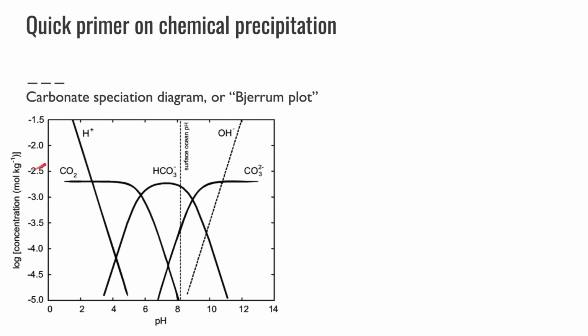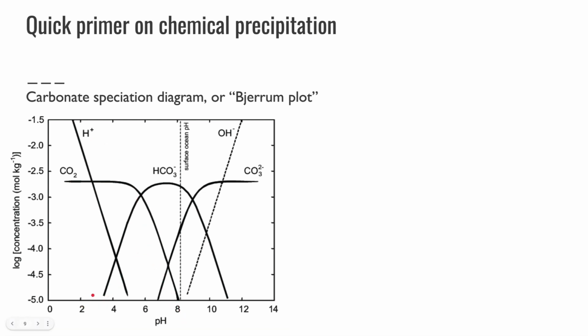Now what I'm showing you is what's called a Bjerrum plot. This is a plot relating the concentration of a dissolved species and the pH of the solution. Here on the x-axis, you have pH going from 0, very acidic, to 14, very basic, and then the log of the concentration of your species. The way to read this is dissolved CO2 has a log concentration of maybe about negative 2.7 at a pH range of 1 to maybe 5, and then it starts to tank and goes down quickly.